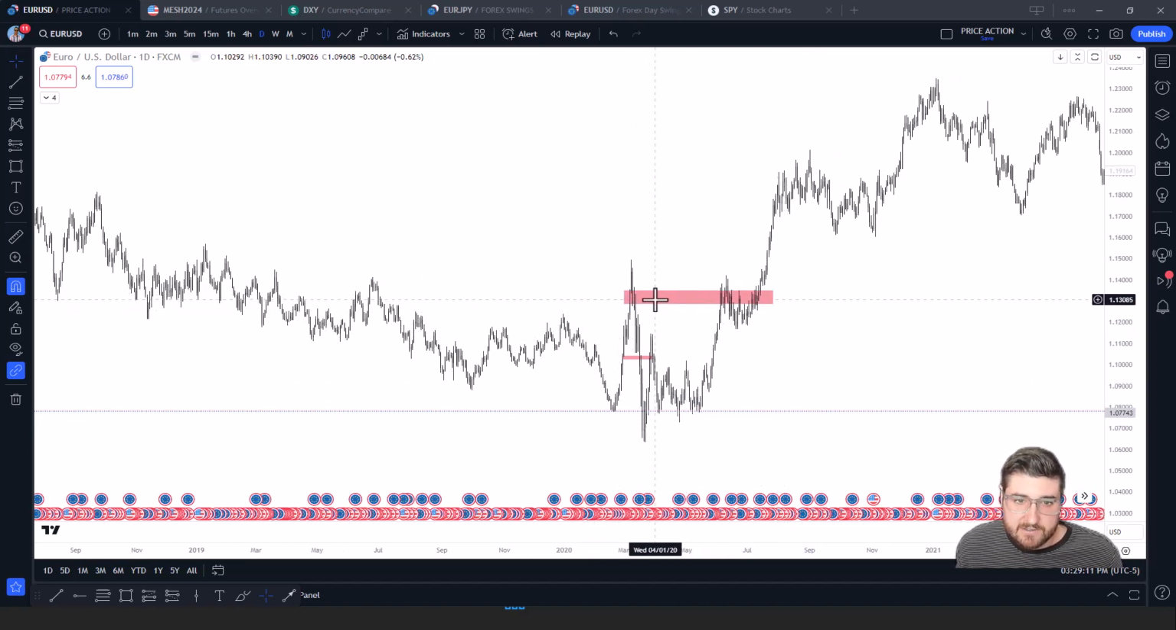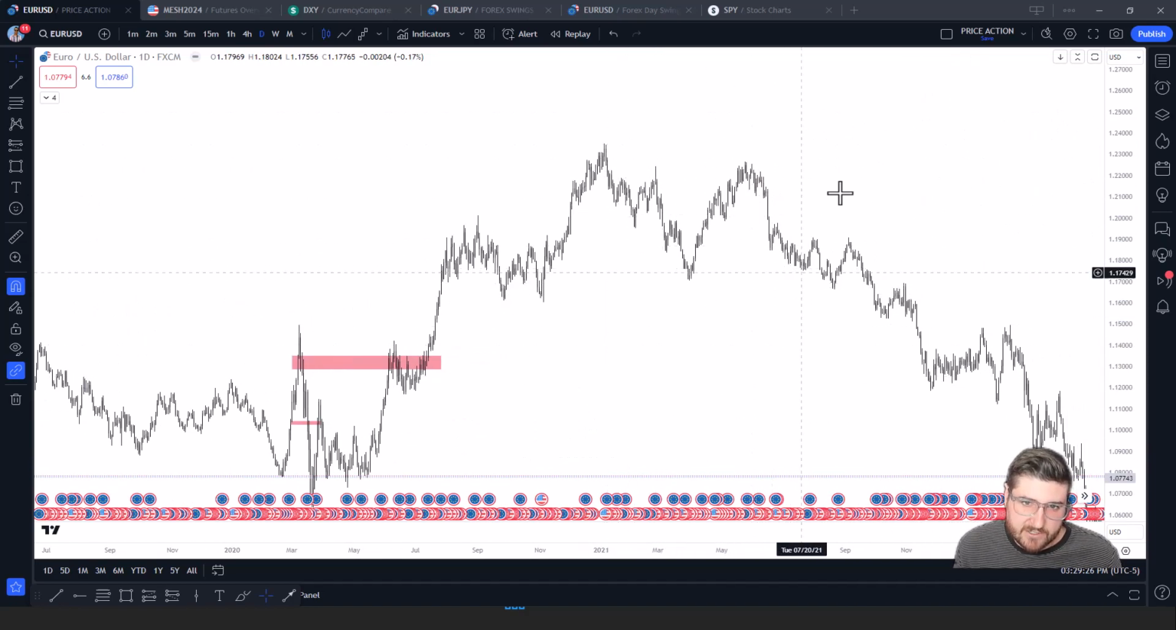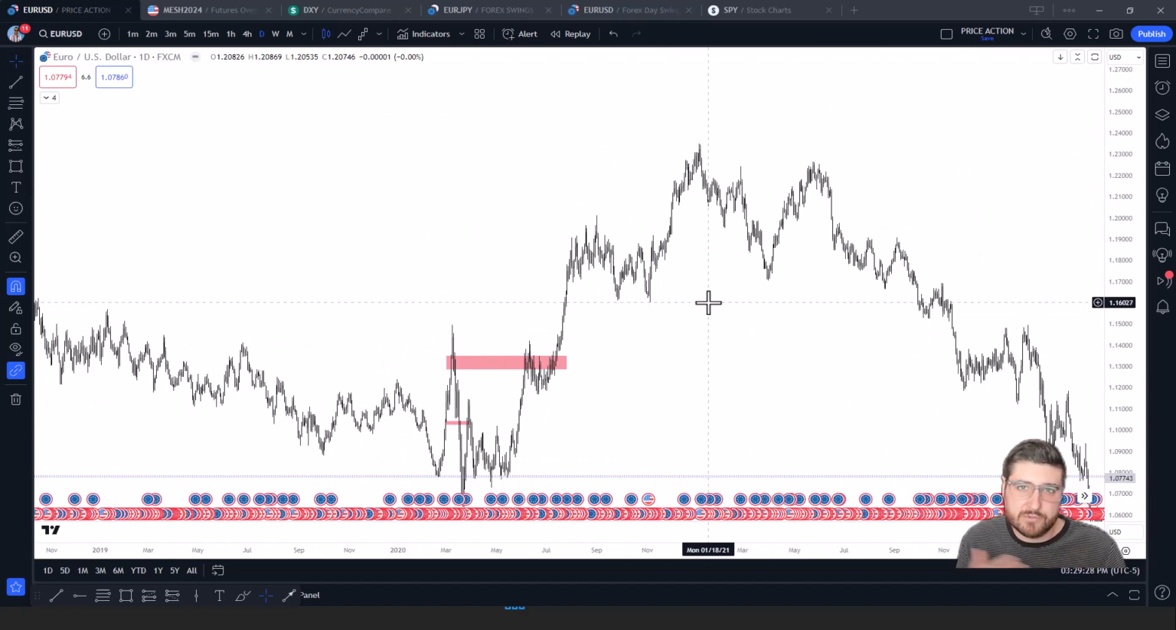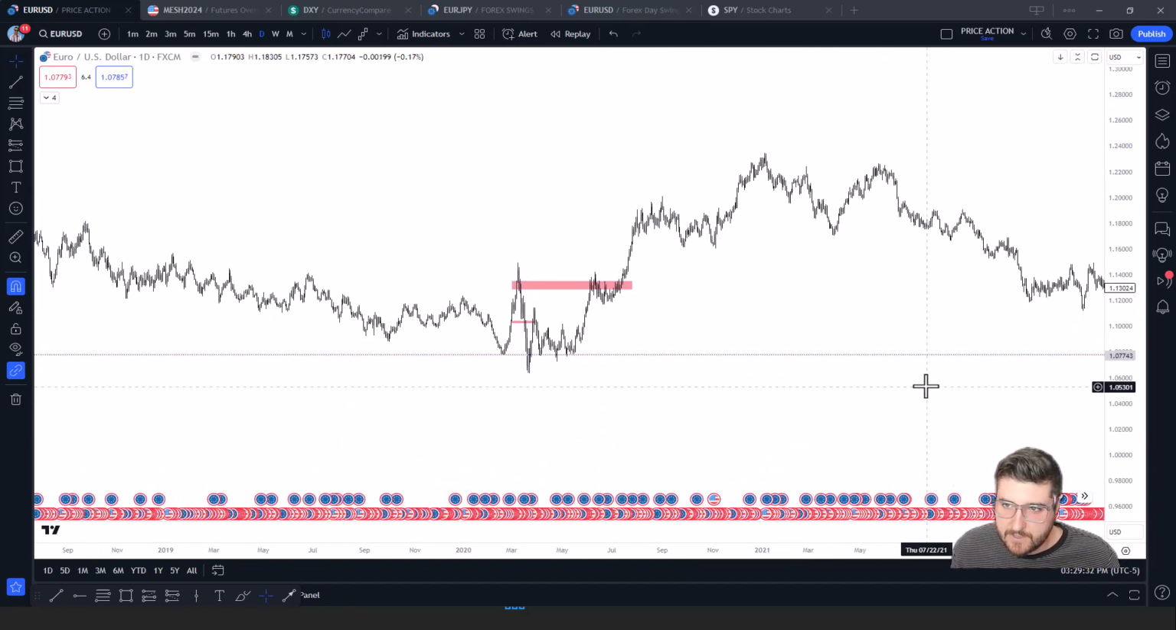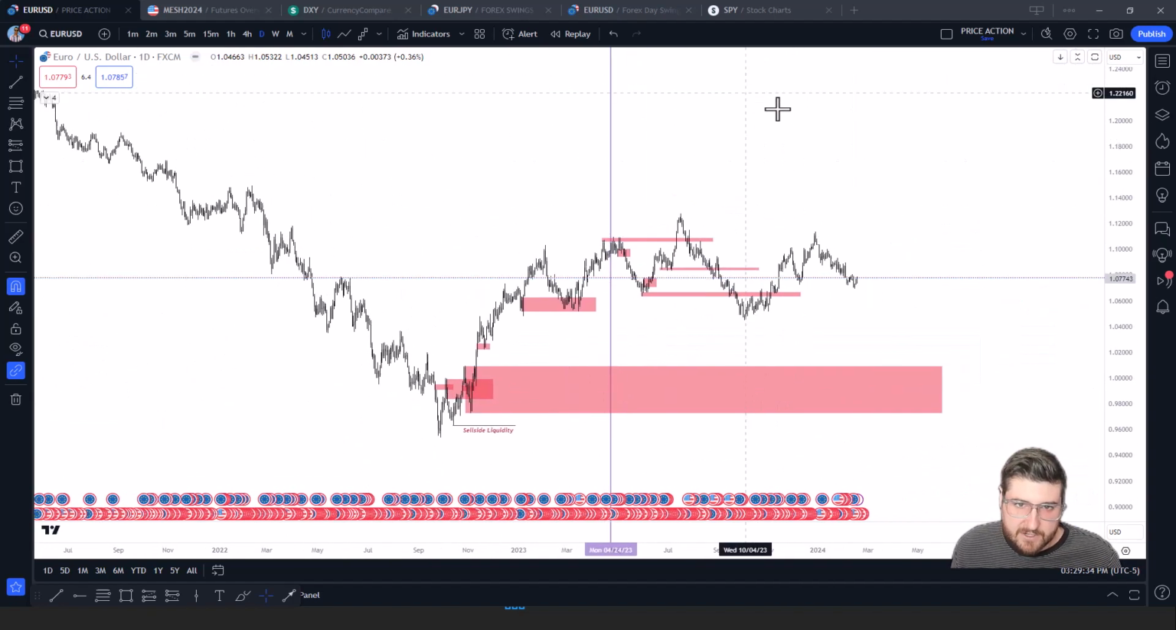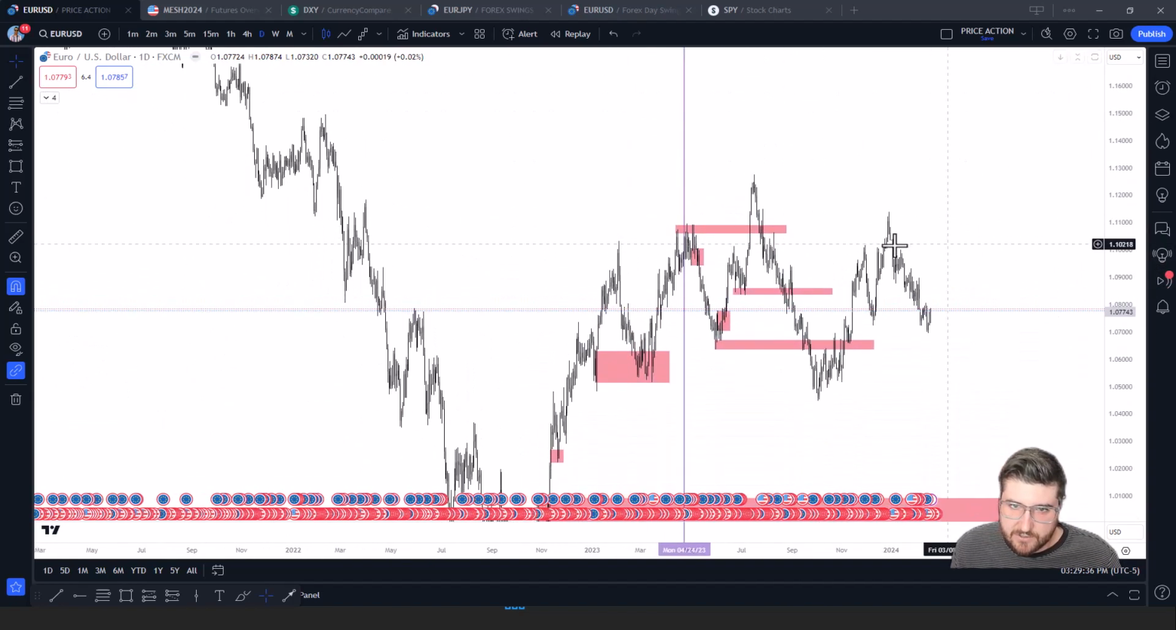And even here, until it gets above this little gap, I'm not really convinced. And you can see it kind of chopped around, went down, back up. So once price broke above this high right here, I'm more convinced that we're going to continue that uptrend for a while until proven otherwise. Those are the gaps. Now we're going to go back here and look at internal liquidity.